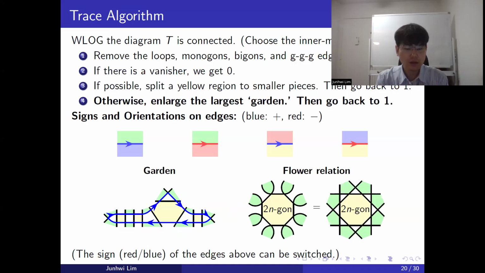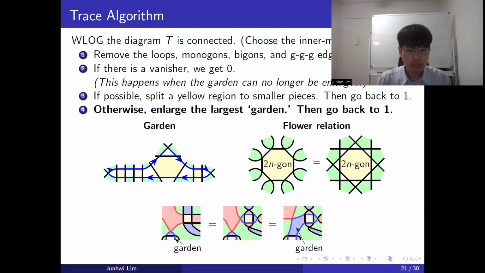And this is called the garden because later we will use the flower relation on the right to enlarge the garden. The enlarging process looks like this. At the bottom, we have some part of garden. And next to a garden, we have a yellow region. We apply the flower relation to the yellow region. And if we apply one of the relation I introduced before, then we get a larger garden.